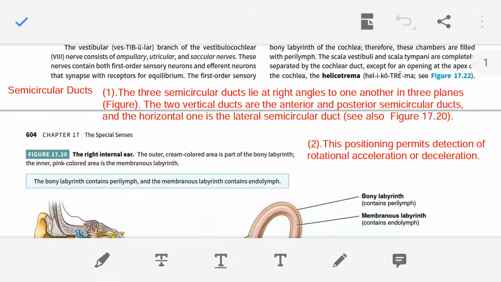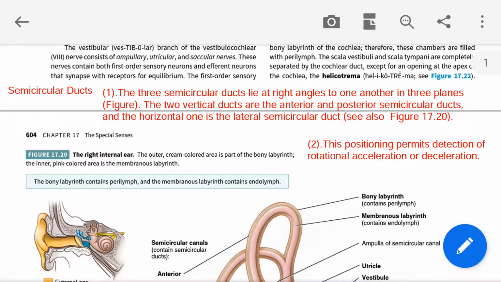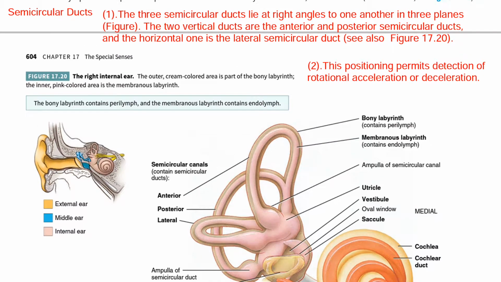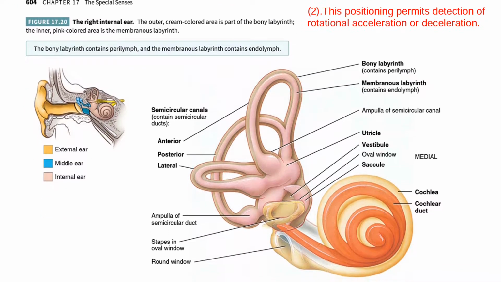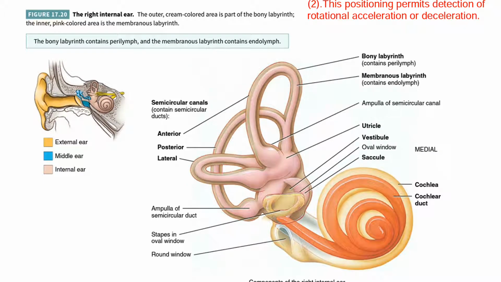So let me show you this figure, and in this figure you can see the three semicircular ducts. Two are vertical, one is horizontal. Anterior and posterior are the vertical ducts, and the lateral semicircular duct is the horizontal one.